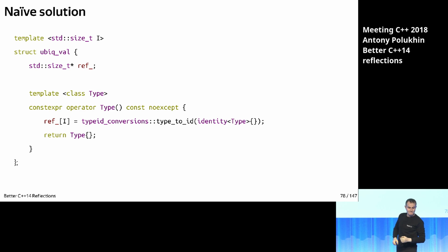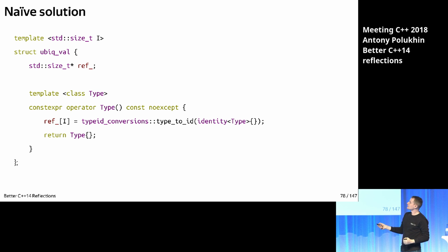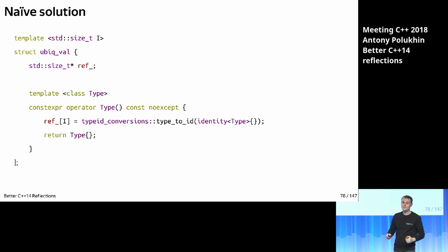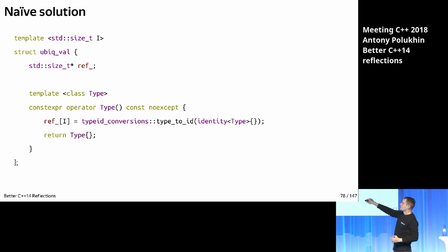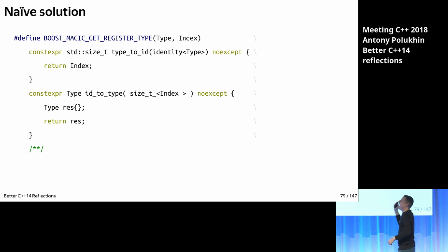Here's how to do it. We again modify our structure UBIC. This time, it has an output, a pointer to some output array. And we change the implicit conversion operator. Now the implicit conversion operator outputs in the array the type of the field we've met. There is a function that's called type to ID. What does it do? Yes, it converts type to ID.